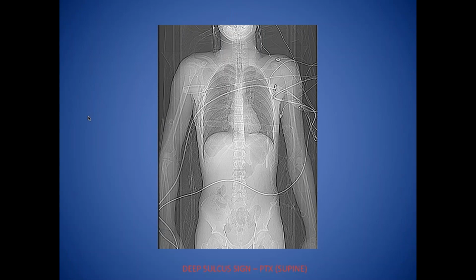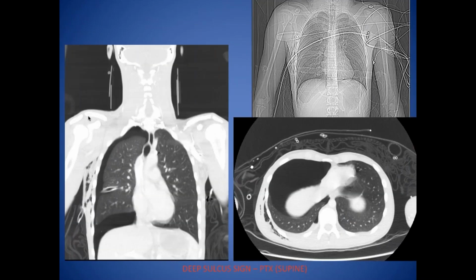So here is the close-up of that patient. The right CP angle is much lower than it is on the left-hand side. And this is the CT done on this patient. You can see that the CP angle is much lower on the right. The patient's had a tube positioned. That tube is in the horizontal fissure.